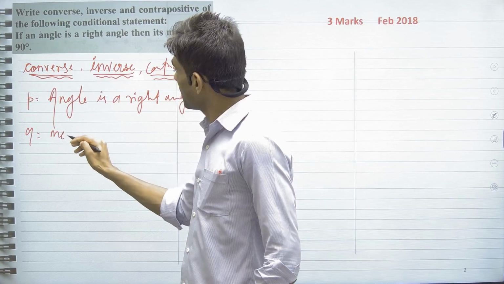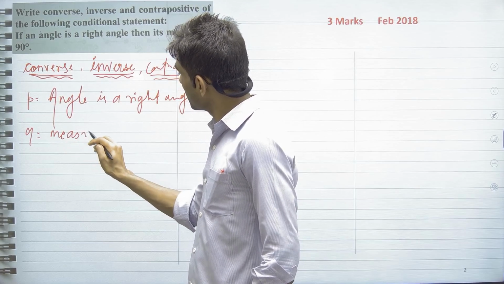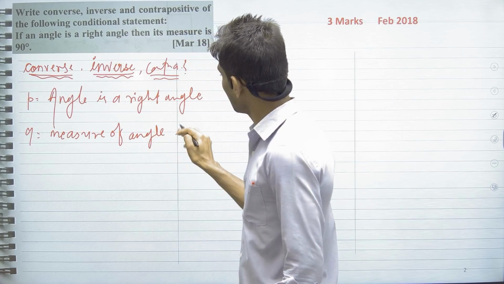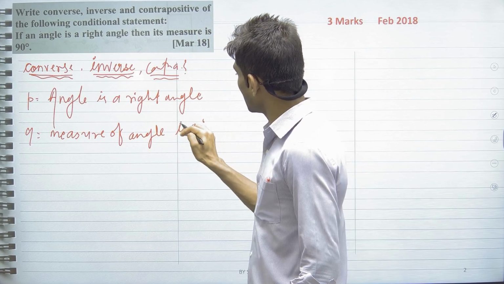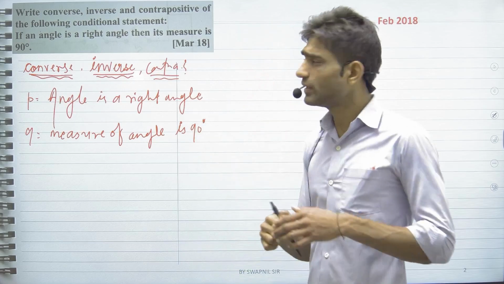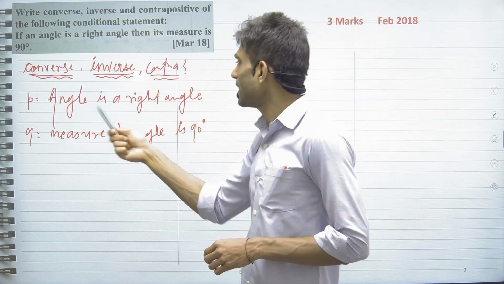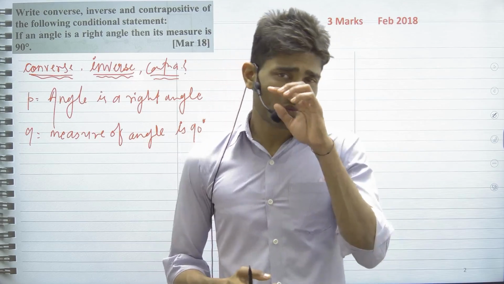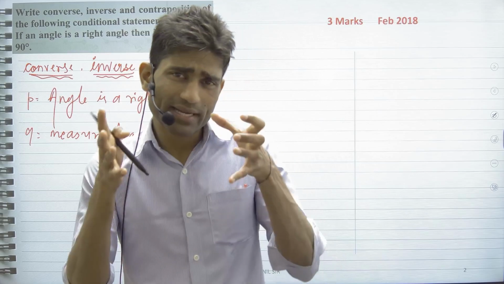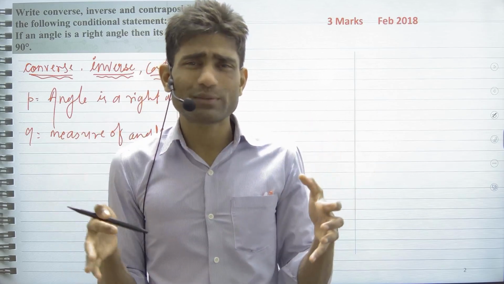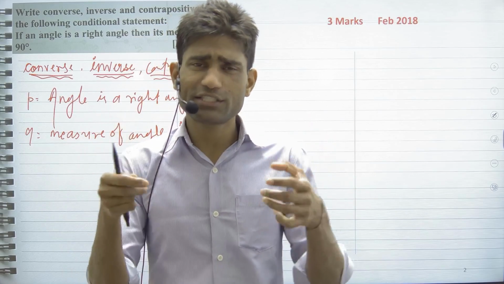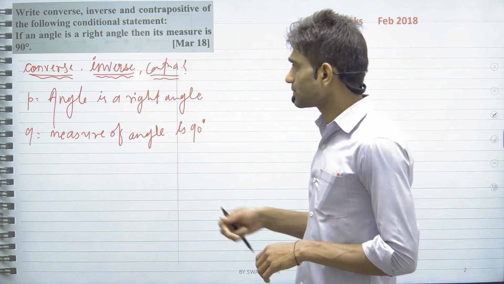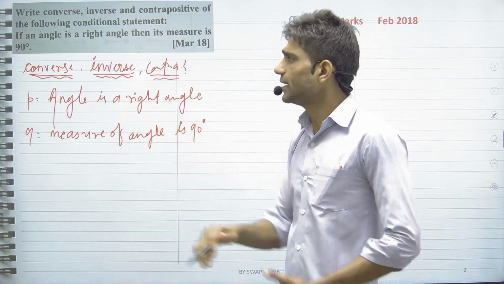That means the next statement, Q, is measure of angle is 90 degrees. So we have 2 different statements. The first statement says that if angle is a right angle, then its measure is 90 degrees. As per the converse, inverse, contrapositive definitions, I have converted one statement into 2 different forms. The if and then conditional statement I took apart, so I extracted 2 different statements. Now see that I have statement P and statement Q here.